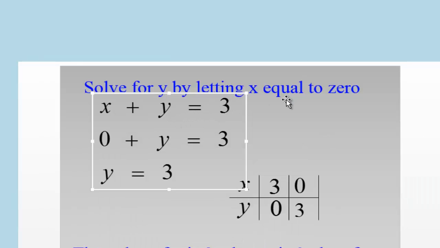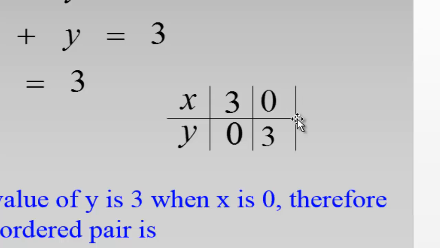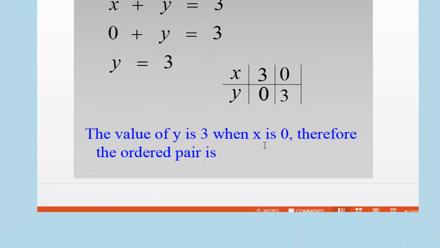Solve for y by letting x equal to 0. Copy the given equation, x plus y equals 3. Replace x by 0. Copy y equals 3. Therefore, y is equal to 3. Write again the result on the table of values. If x is 0, y is 3. The value of y is 3 when x is 0. Therefore, the ordered pair is 0, 3.